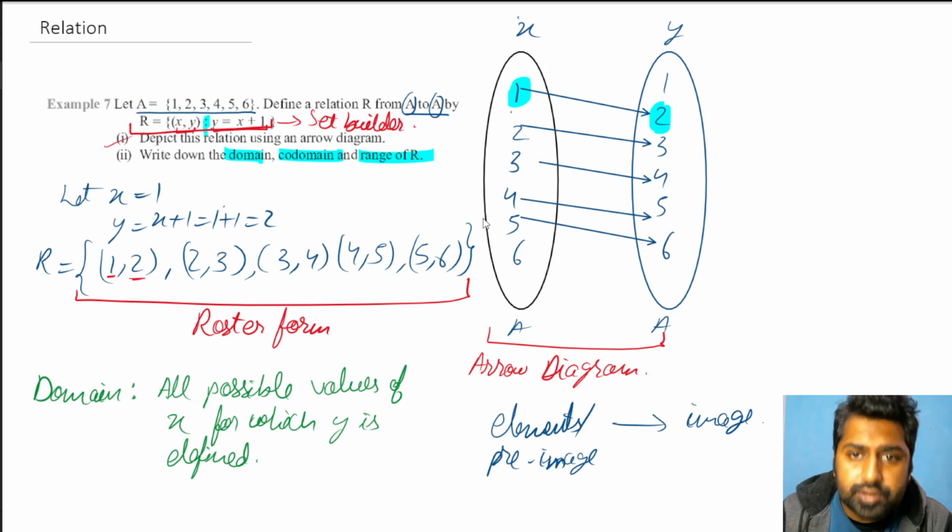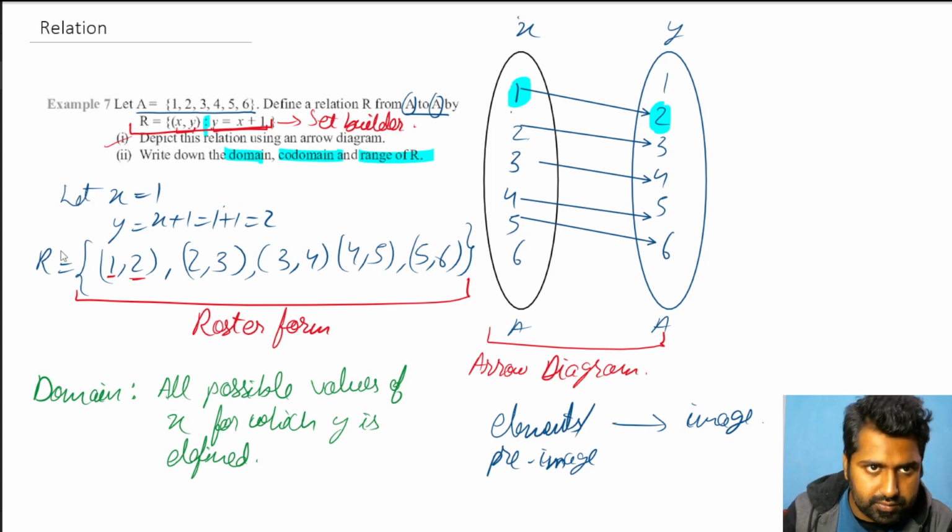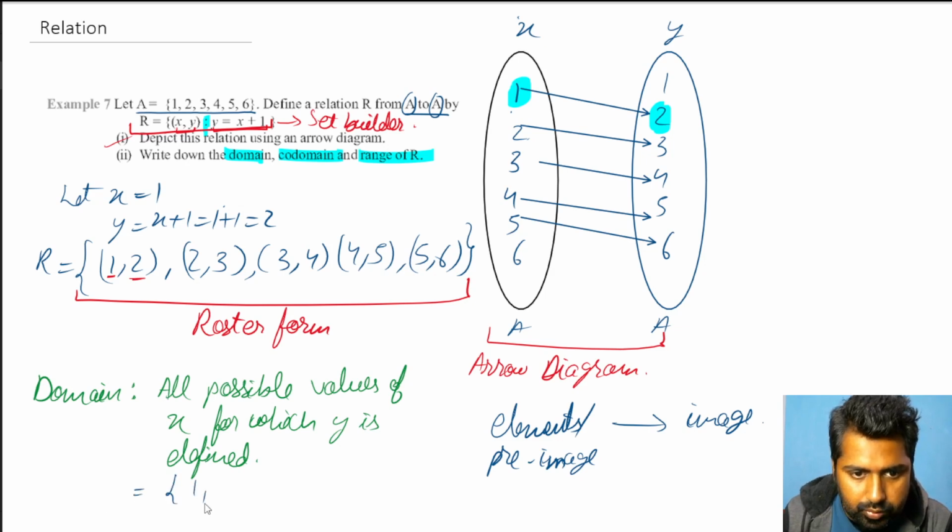So for this relation, if I say what's the domain, you'll say 1 is in the domain, 2 is in the domain because there is an image for it, 3 is there, 4 is there, 5 is there, but 6 is not in the domain. Means for 6 there is no image, means no value of y, that's why it is not in the domain. So the domain is only 1, 2, 3, 4, 5, not 6. Why? Because for 6 y does not exist or the image is not there.